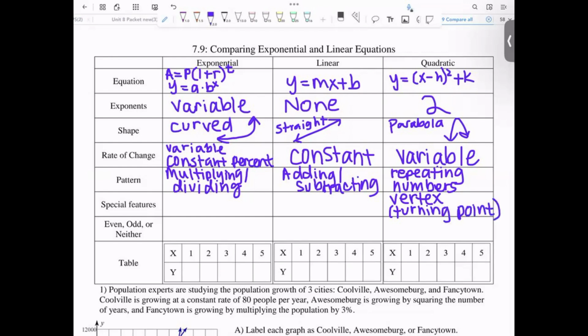All right, for exponential, it has an asymptote. Remember, it gets closer and closer to some number, but never touches it. And linear has neither of those things. It is just a straight line that goes on forever.